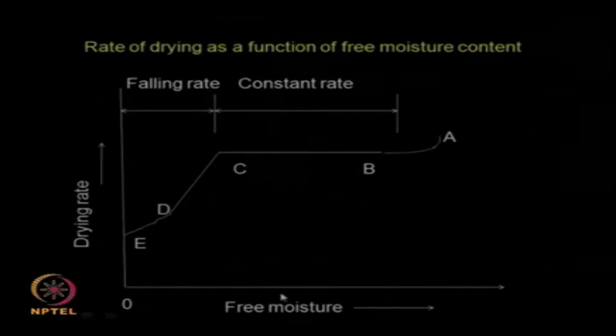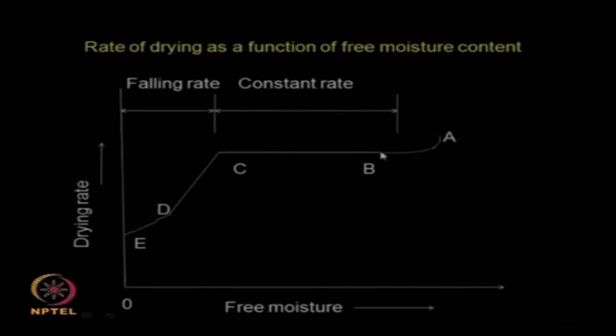So if you look at free moisture and drying rate, initially we can call this the settling down, then you have the constant rate, that is why the drying rate is constant. So you have a parallel line, and then you have a falling rate, two types of falling we can put here, one falling, two falling. So this region is called the constant rate, this region is called the drying rate or falling rate, this is with respect to the free moisture.